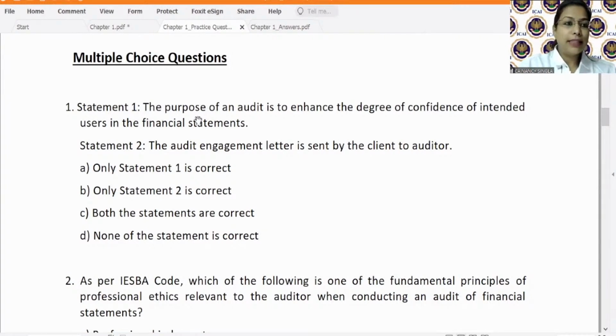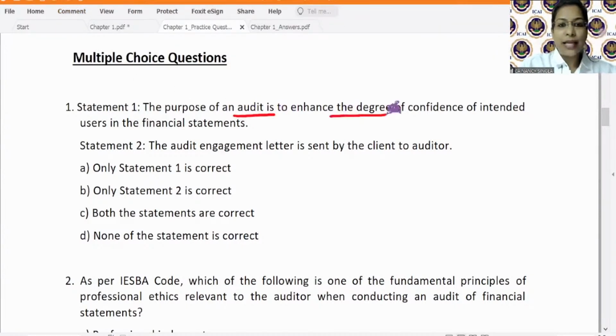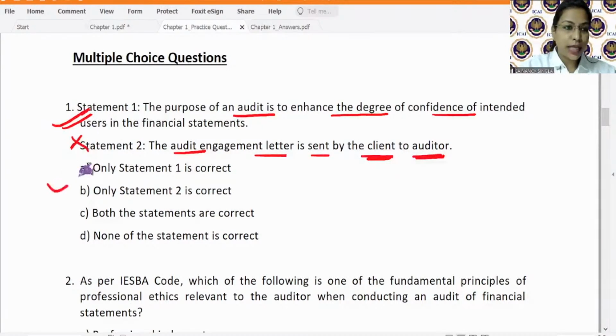So let us have a look at MCQ1. The purpose of an audit is to enhance the degree of confidence of the intended users, which is correct. The audit engagement letter is sent by the client to the auditor, which is not correct. So the answer is what? Only statement 1 is correct. Okay? Is it clear?